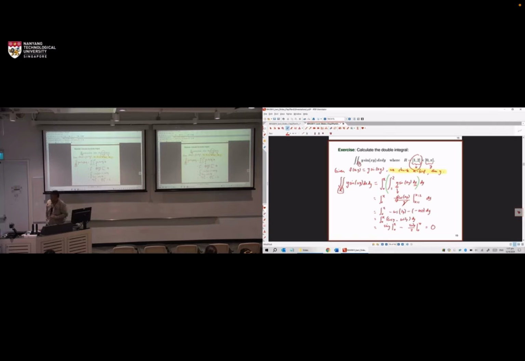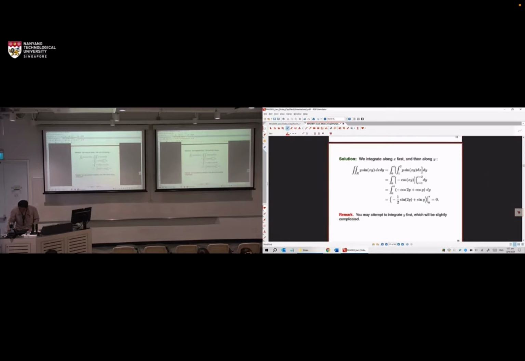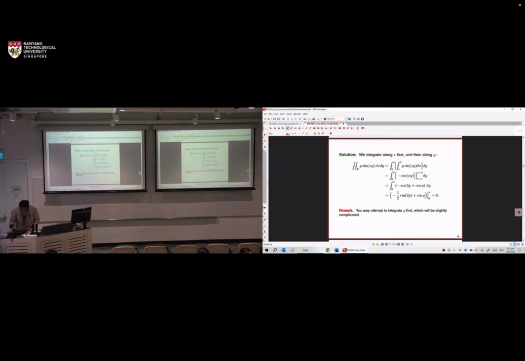Remember, radian mode. In calculus, when you press the calculator for trigo, use radian mode. I hope you should know by now. This is considered basic, that's why you get answer 0. The full solution is also given on the next page. But if you integrate y first, you will have to deal with integration by parts.